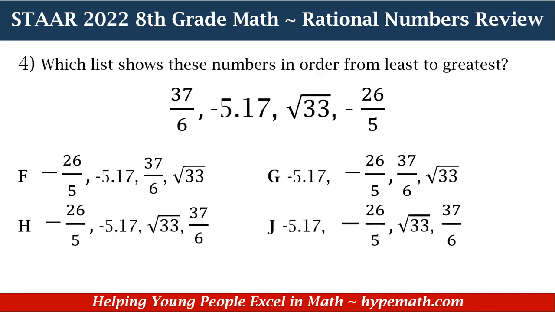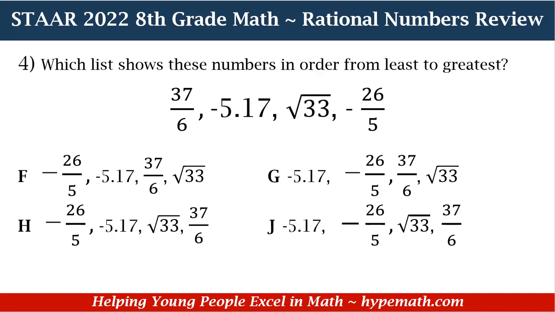For H, it's negative 26 over 5, negative 5 and 1700ths, the square root of 33, and 37 over 6. And for J, we have negative 5 and 1700ths, negative 26 over 5, the square root of 33, and 37 over 6. That was a tongue twister, guys.